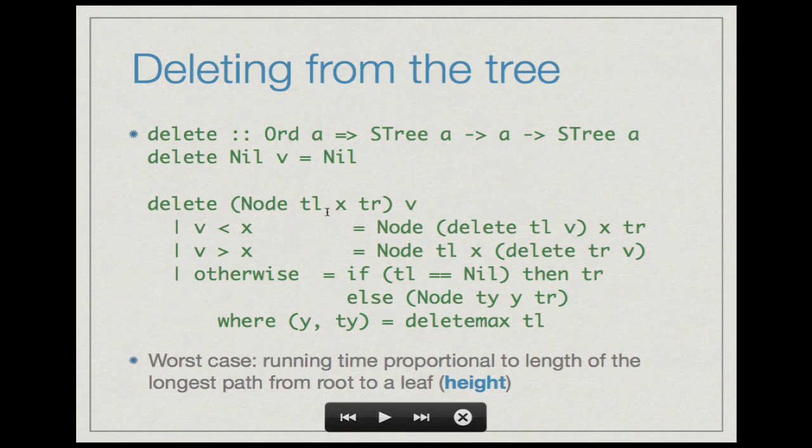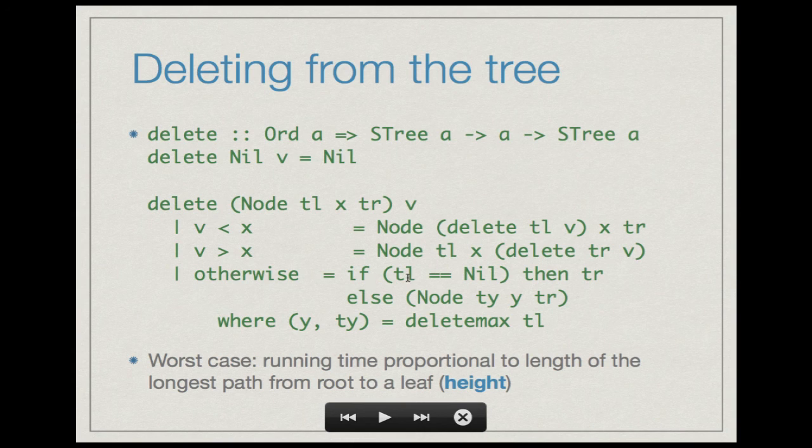Delete node tl x tr v. This is a non-trivial tree. In case v is smaller than x, then you delete v from tl, from the left subtree. So in case v is smaller than x, the result is node of (delete tl v) x tr. In case v is larger than x, the result is node tl x (delete tr v). Otherwise, this is the case when v is equal to x.